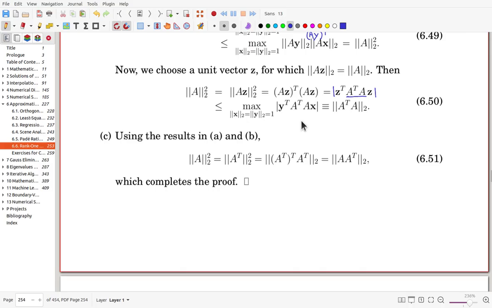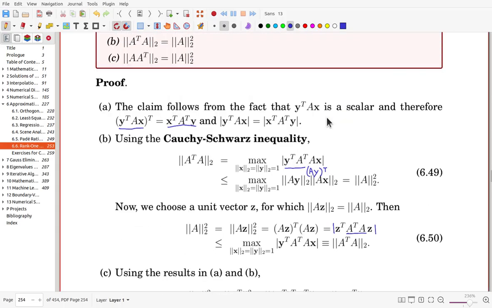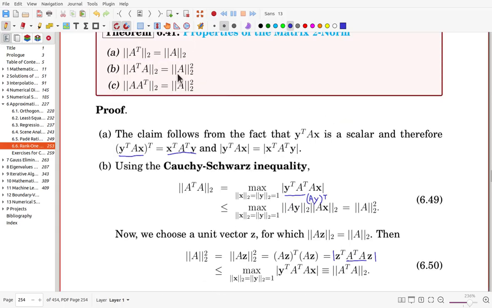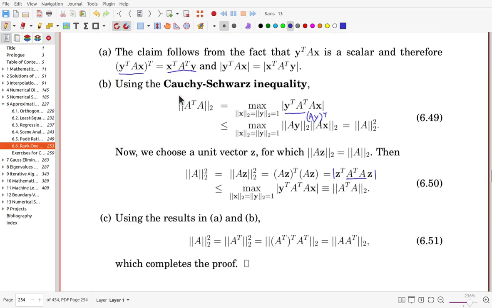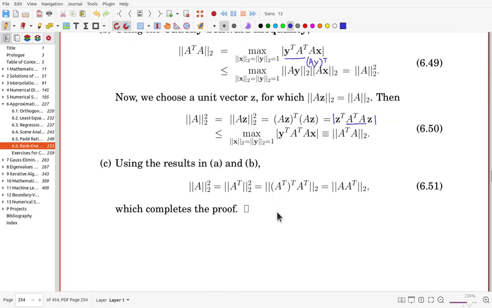Now, this maximum, by definition, is the matrix norm of A transpose A. So we proved the other side of the inequality. So they must be the same. Using this fact, you can prove this one quite easily. Try to do it yourself. It is given, but try to understand it.